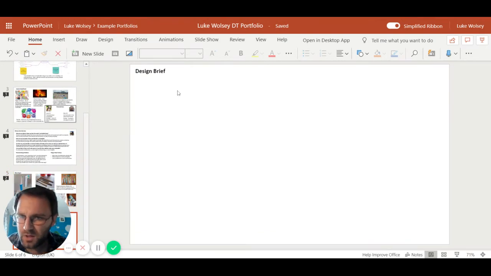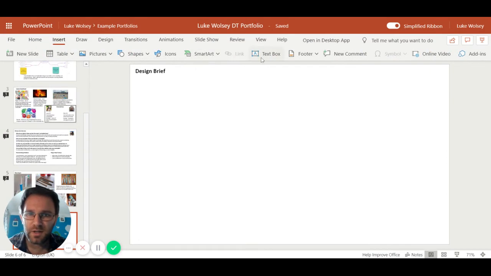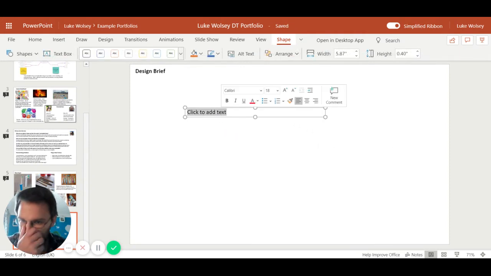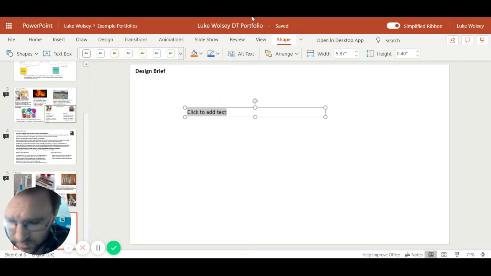So coming on to writing the design brief. I'm going to add in a text box, and there we go. Text box, design brief. This is what I want to do. I want to state a number of different things. I'm going to state the problem, and I'm going to state who the user is to begin with. This is coming out of my brain right now. I'm imagining this and writing it down straight away.